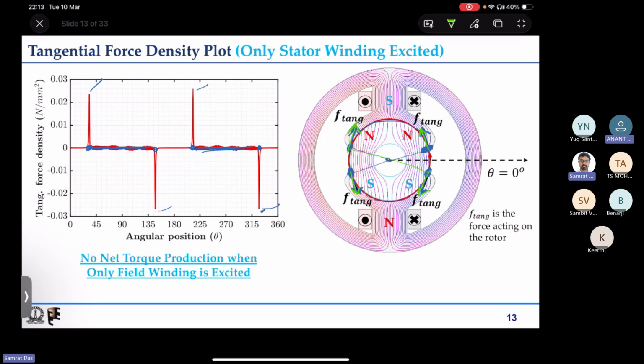That means there was no net torque production if only the field winding is excited. I think someone's audio is not muted.